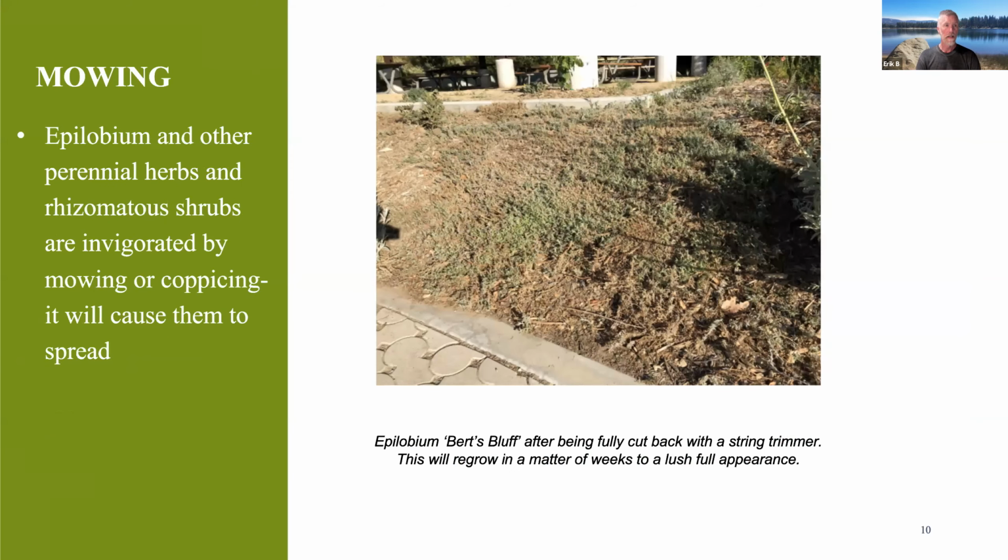Okay, so mowing epilobium and perennial herbs and rhizomatous shrubs. Rhizomatous shrubs are invigorated by mowing or coppicing. It will cause them to spread. Yeah, this is an example. You don't have to use a mower. You can use a string trimmer. We string trim these usually after flowering. After flowering, you're going to hear that a lot today.